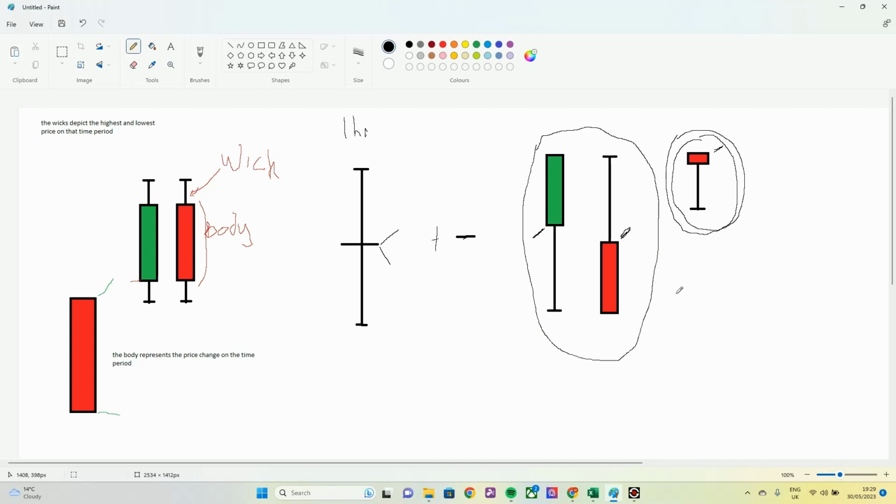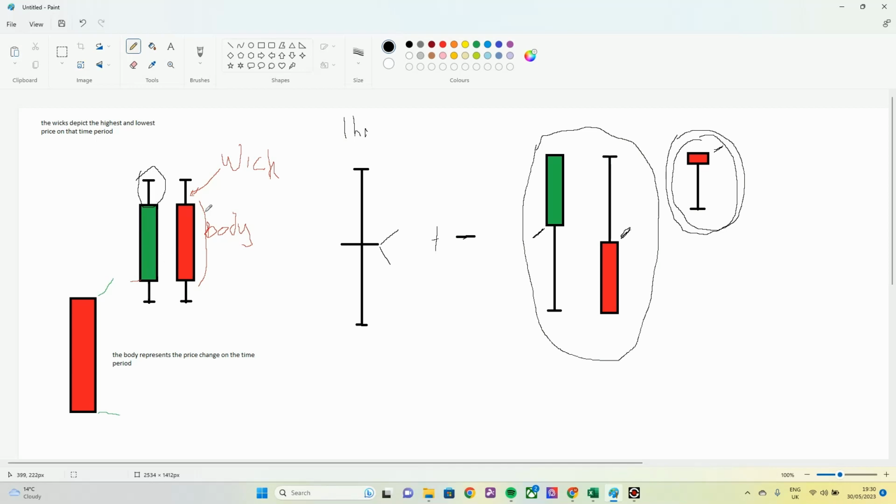So that's the very basics of candlesticks, pretty much. You've got the body, which represents the price change throughout the time period, the start to finish point basically. And then you've got the wicks, which are these. Now the wicks depict the highest and the lowest price on that time period. So if it's an hour, then it's gone all the way up, all the way down. This is the lowest point, this is the highest point it's hit, and this is the actual movement that it's made during that period.